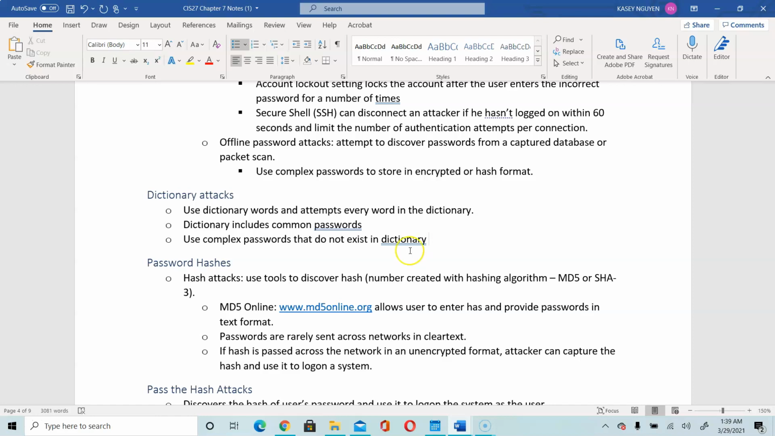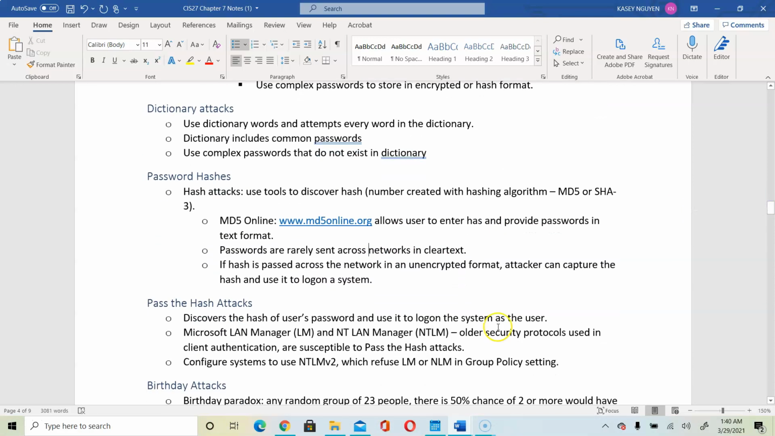This is why users should have complex passwords that are non-dictionary words in any language. Password hashes are not foolproof either, in that hash attacks can occur. They would use tools to discover the hash, like MD5 online tools that allow the user to provide a password in text format and it will give you a hash. Certain hashes are vulnerable, and passwords are rarely sent across networks as clear text. They are often sent with a hash or stored with hash or encryption keys.